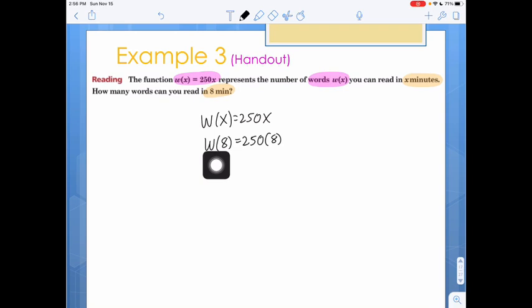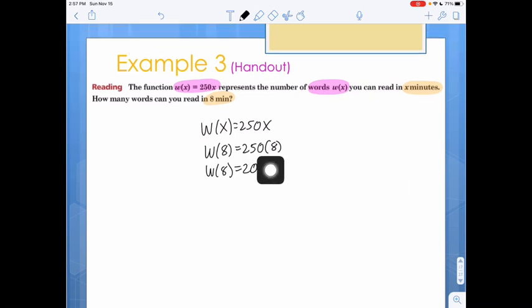On this side, w of 8 is not w times 8. This is simply saying the number of words we can read in 8 minutes is, so we're going to leave this side as w of 8 the entire time. All we really need to do is simplify the right-hand side, so 250 times 8. Once you multiply 250 times 8, you should get 2,000, and we are done.